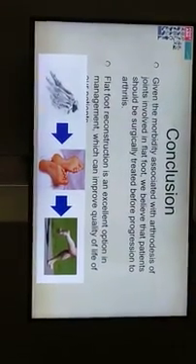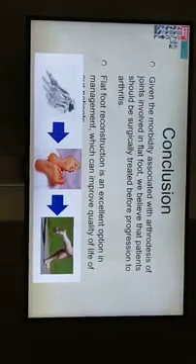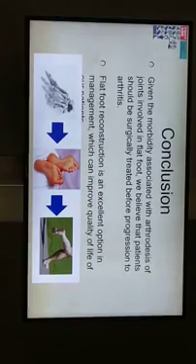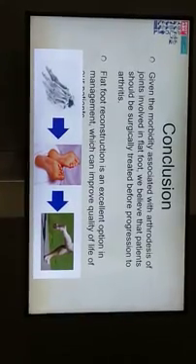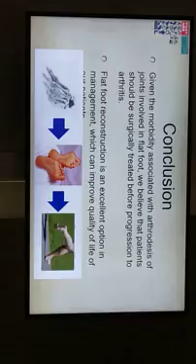Given the morbidity associated with arthrodesis of the joints involved in flat foot, we believe that patients should be surgically treated before progression to arthritis, and this is an excellent option in management which can improve the quality of life of our patients.